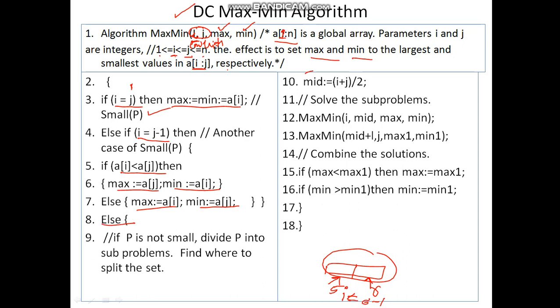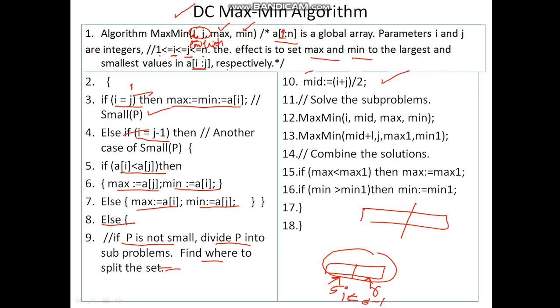Otherwise, if neither of these is true, that means we have more than two elements in the array. In that case, we have to divide the array into two equal, or nearly equal, parts. So if p is not small, divide p into subproblems and find where to split the set. We split the set at the middle, that is mid is equal to low plus high, I plus j, divided by 2.